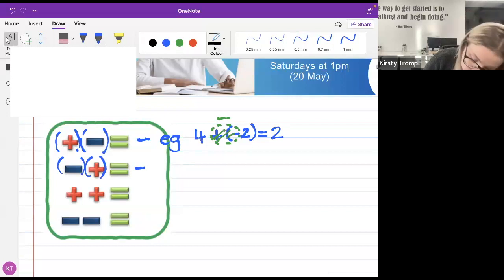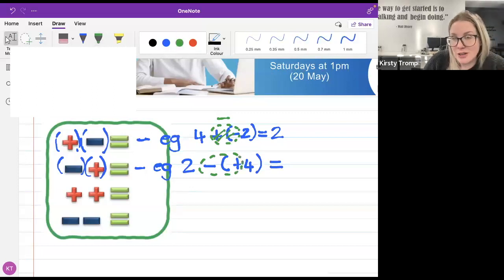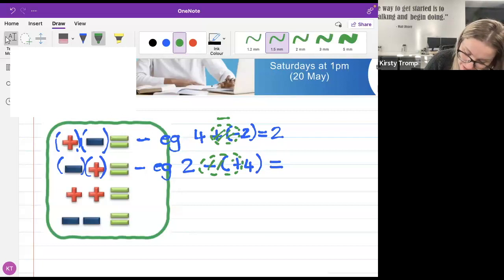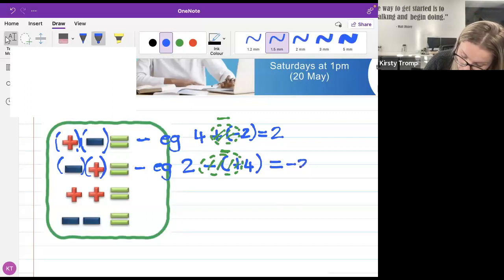Well done. So for example, if I had 2 now, minus positive 4 equals, what would I go and do? I would go and I would draw a circle around my signs. I've got a negative and a positive sign right next to each other. When I have a negative and a positive sign right next to each other, good, it becomes a negative. So 2 minus 4, you remember that last week we practiced that on a number line. 2 minus 4 becomes negative 2.